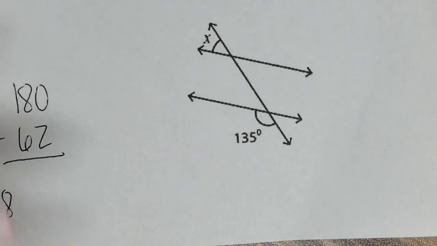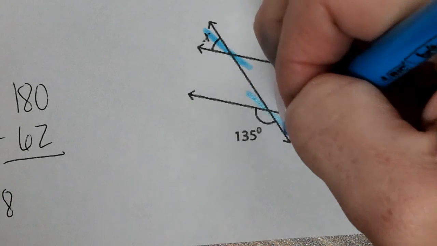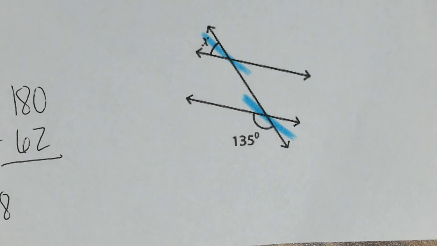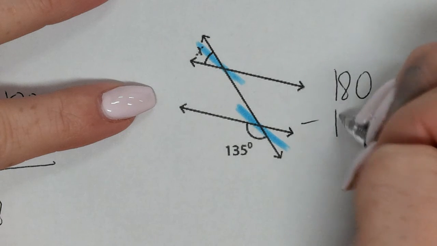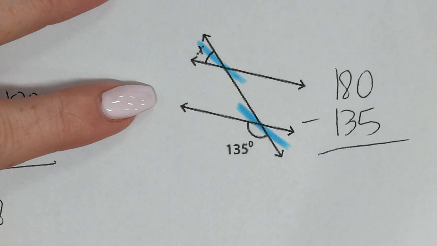Try the last one on your own. Is x equal to 135 or are they different? So what did you have to do? 180 minus 135.